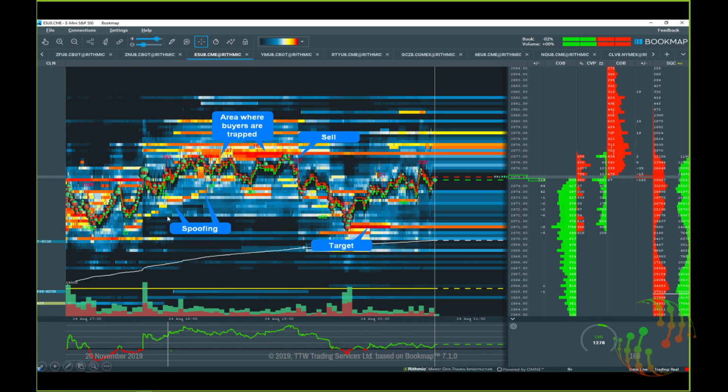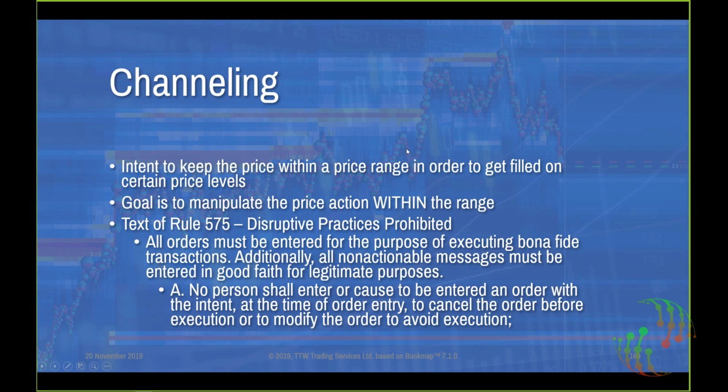Or plotted like a stair. You see, this is like a stair effect. These are stairs on the way up until they get the price where they wanted the price to be. Channeling is indeed really, really simple. The intent is to keep the price within a price range in order to get filled on certain price levels.